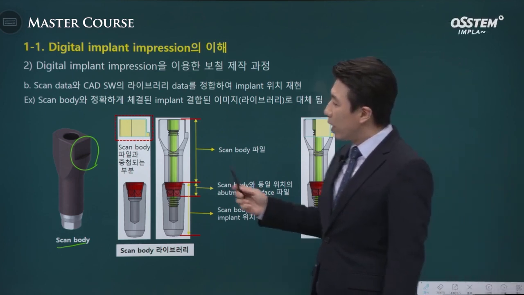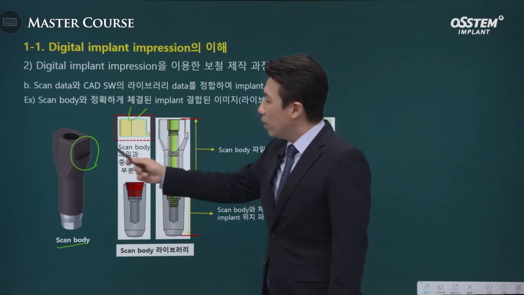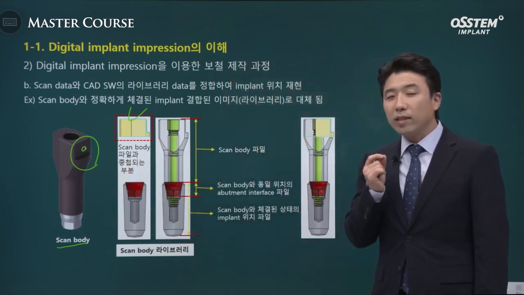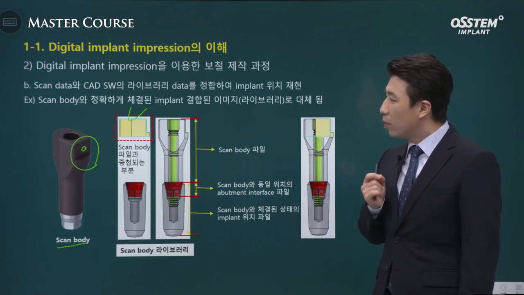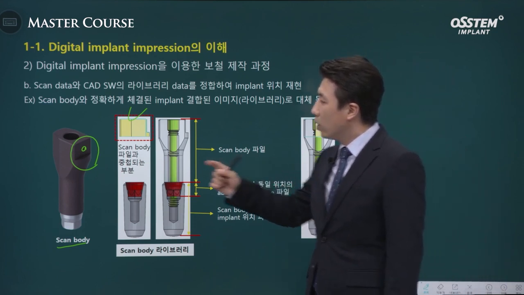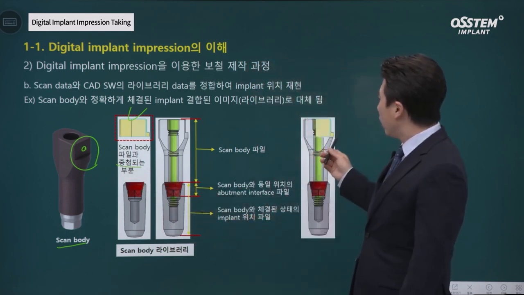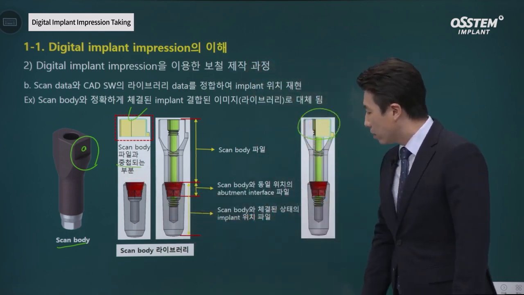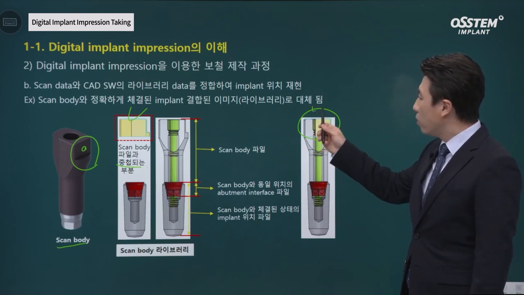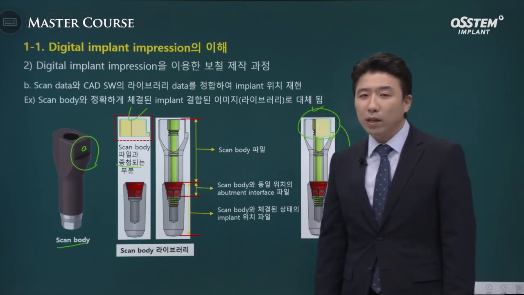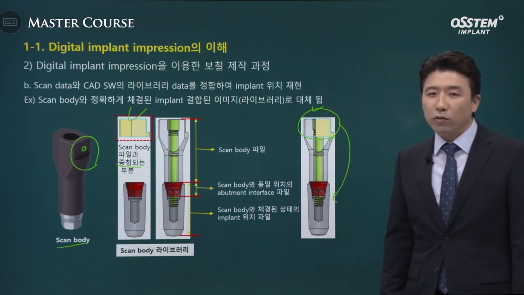A library data is brought in, and if you mark the flat surface, the key features can be marked for merging, and you can see these are matched here, and based on this position, implant position can be estimated. That is the purpose of using the library data.